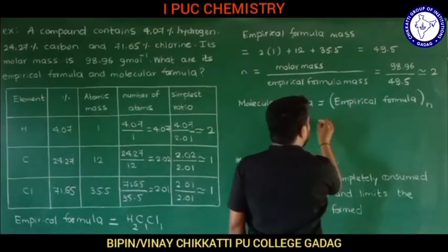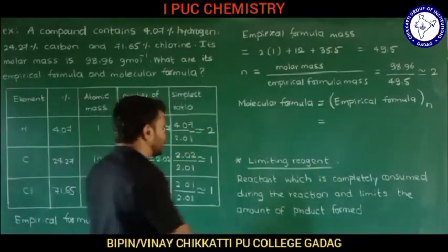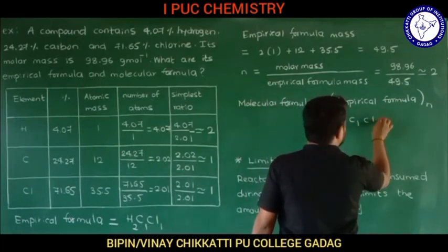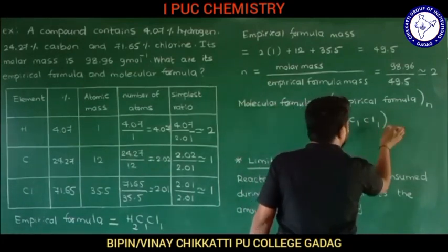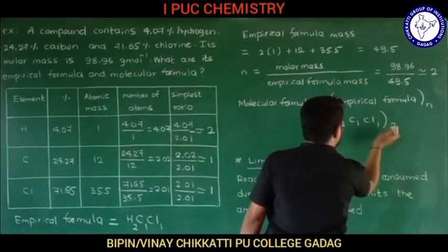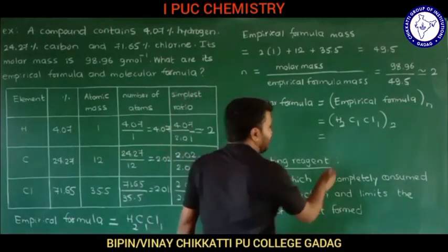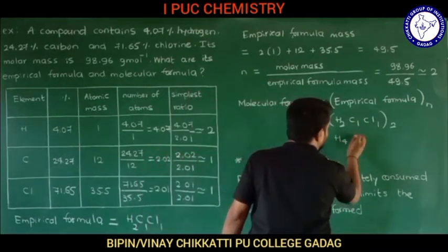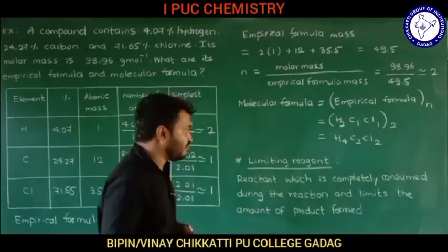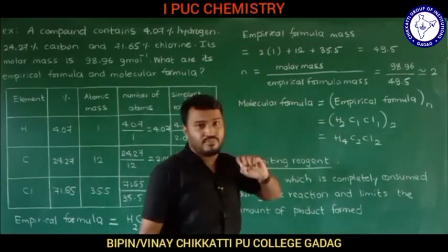So what is the empirical formula we got? Here we have the empirical formula, that is H2, C1 and Cl1, and n, what is the value of n? It is 2, and we have to multiply that 2 with the simplest whole number ratio, and we are going to get H4C2Cl2 as the formula. That is how we got the molecular formula.